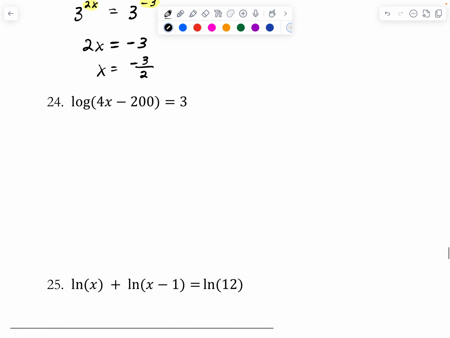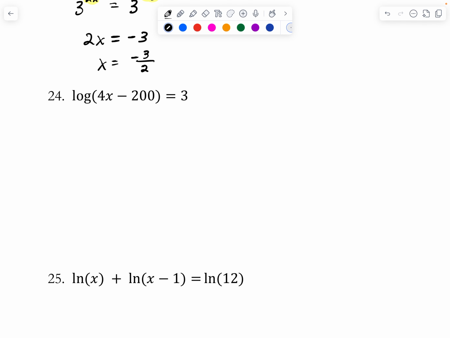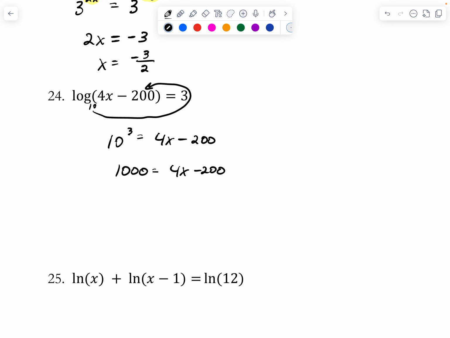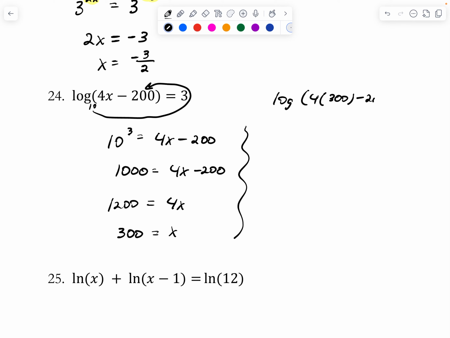Now, for a logarithmic equation where I have one log on one side, I'm going to rewrite this using a base of 10. So 10 to the third power equals this argument. 10 to the third power is 1,000. I'm going to add 200 to get 1,200. So dividing by 4 gives me 300. Don't forget to check any of these logarithmic equations. So 4 times 300 minus 200 equals 1,000. You're making sure you don't have any negative arguments, and the log of 1,000 equals 3, which is correct.